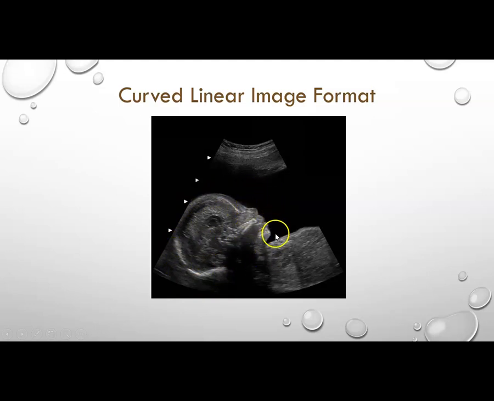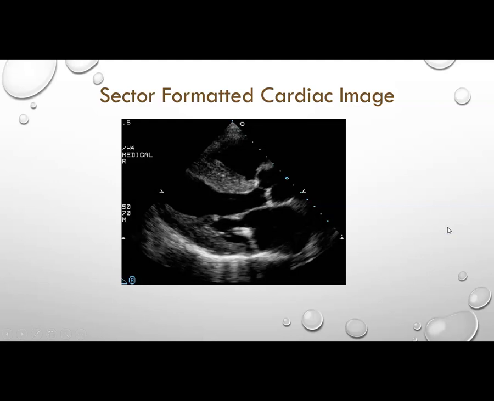So this is a curvilinear image format. The top is curved, the bottom is curved. It's a curvilinear. This is a sector format. The bottom may be curved, but it comes to either a point or a flat area. This forms a sector, and it's also known as a vector format. So sector or vector, same thing. This just happens to be a cardiac image.